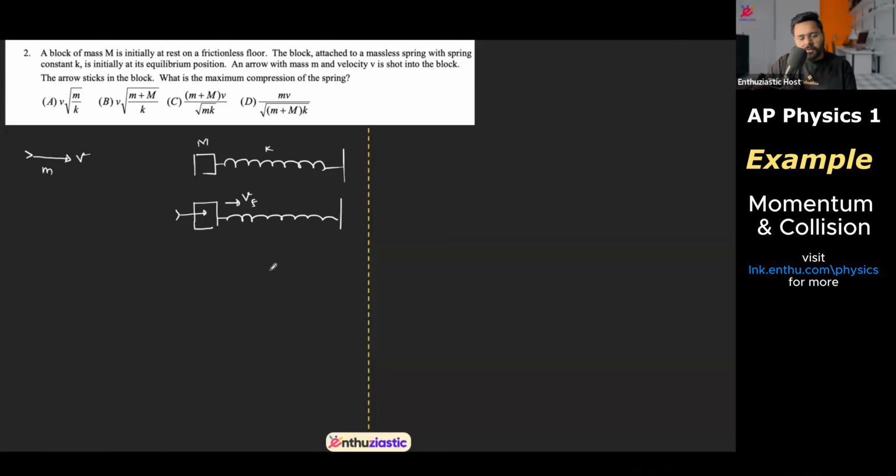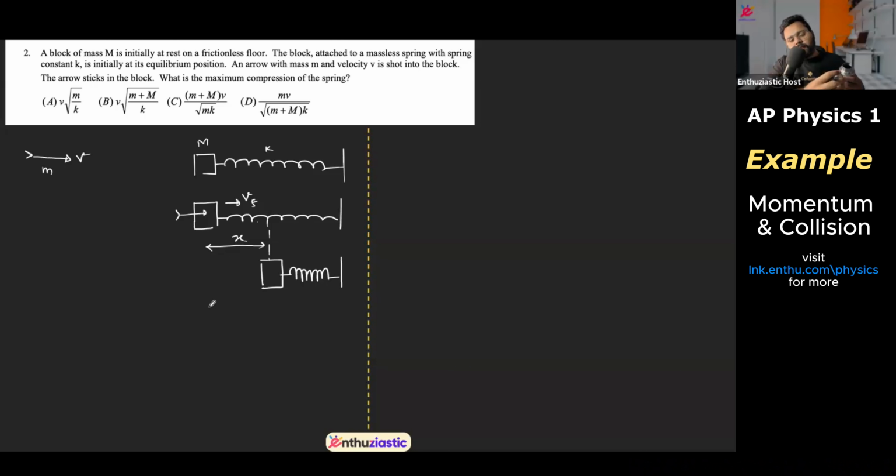We don't know what that is. And with that velocity, the block will be compressed. I mean, the spring will be compressed, my bad. So what they're asking is to find this displacement. Do you get the question? If the question is clear, then we can move ahead.